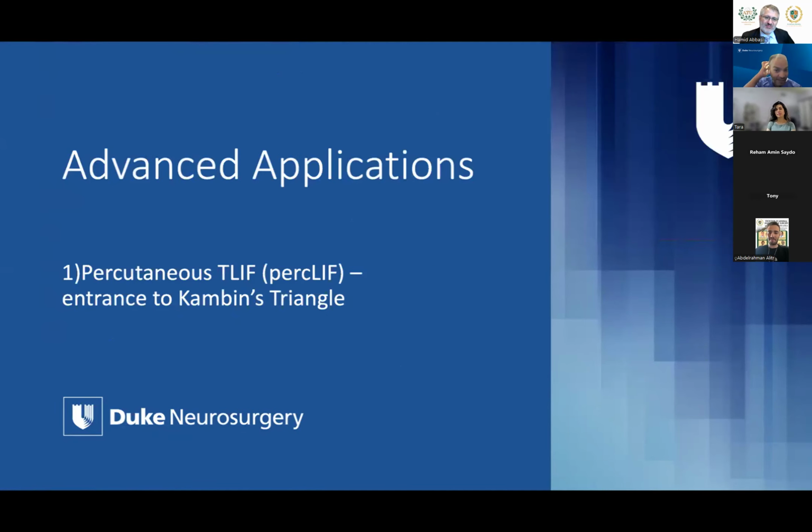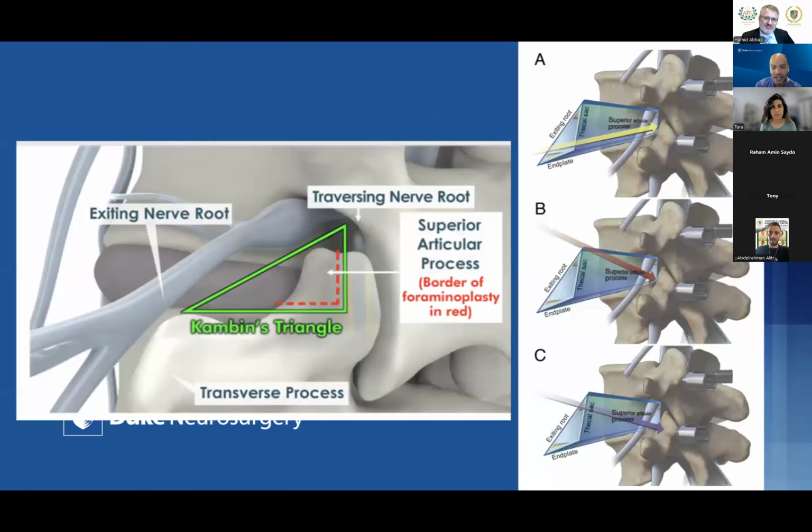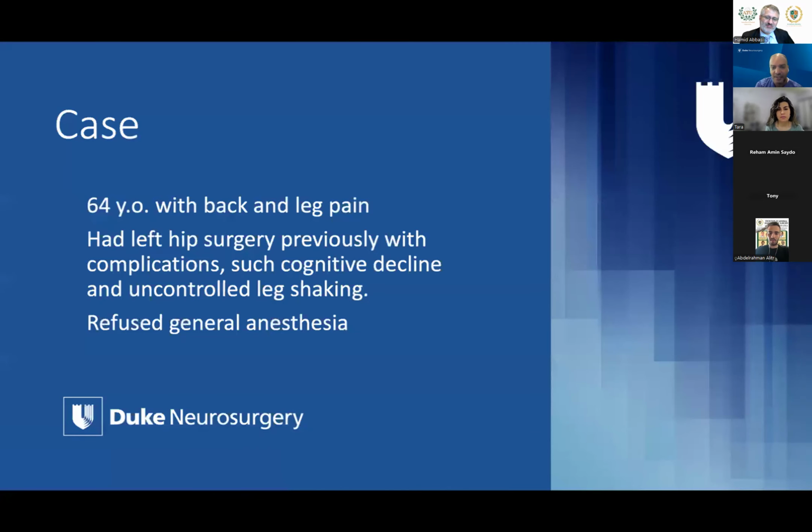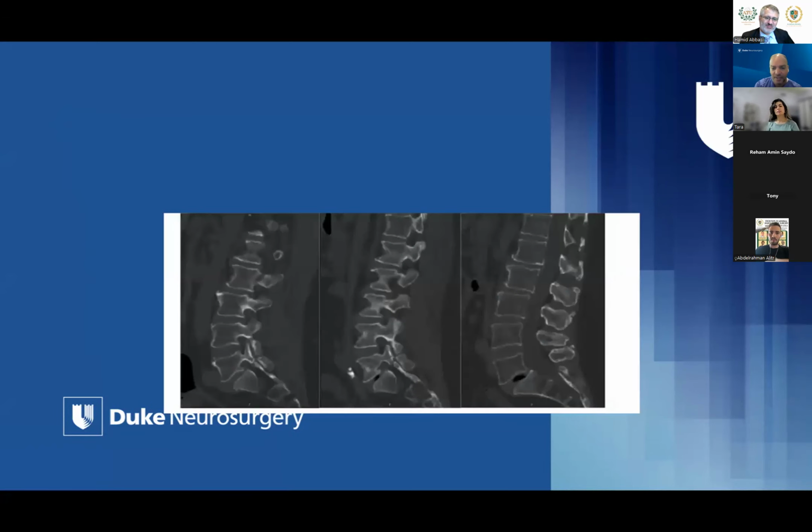Looking at advanced applications rather than just screw placement, we've used the robot to enter into Kambin's triangle. Dr. Hamid will talk a lot more about Kambin's triangle or Kambin's prism, but we've used it to target Kambin's triangle in certain cases. This is a 64-year-old gentleman who had a grade 2 spondylolisthesis, L5-S1. He refused general anesthesia, so we couldn't do an OLIF or an ALIF. So we did a TLIF on him.